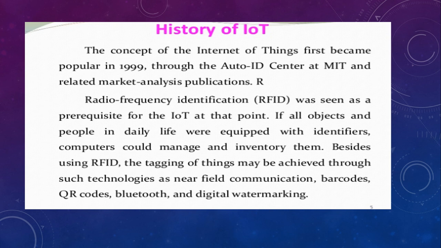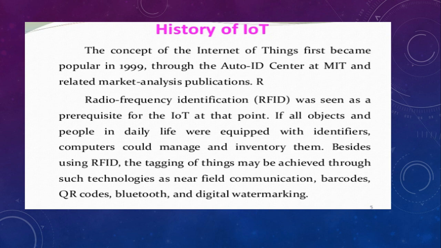So before learning this concept deeply, first we need to go a few steps backward, that is the history of IoT. The concept of IoT first became popular in 1999 through the Auto-ID Center at MIT and related market analysis publications. RFID was seen as a prerequisite for the IoT at that point. This means RFID is essential, or it is the motivation for the IoT at that point. If all the objects and people in daily life were equipped with IDs, computers could manage and inventory them.